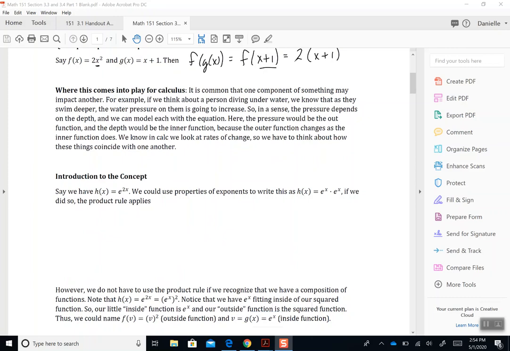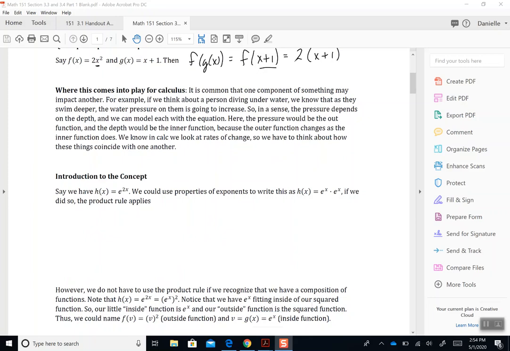So we can see that the rate the swimmer goes down affects the rate of the water pressure, and we know that rates in general are calculus, they're derivatives. So it's one example where you could see a composition of functions. As you could probably imagine, there are a lot of things in real life that depend on other things, so it's a pretty applicable type of function.